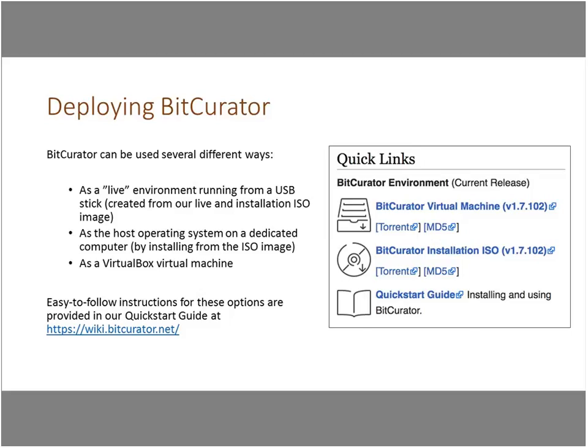That same ISO can be used to install BitCurator as the host operating system on a dedicated machine, and then we also provide a completely pre-configured virtual machine. So if you have VirtualBox, we distribute this as a VirtualBox virtual machine. VirtualBox is free virtualization software. It'll run on a laptop. Most modern laptops run it just fine, and we have that VM configured so that you can just download it, unpack it, and it'll start running right away in a virtual machine. And we've provided quick start instructions on our website that will run you through in great detail all the steps required to set up a machine if you've never used any of these technologies before.